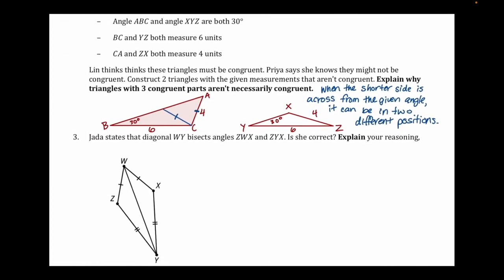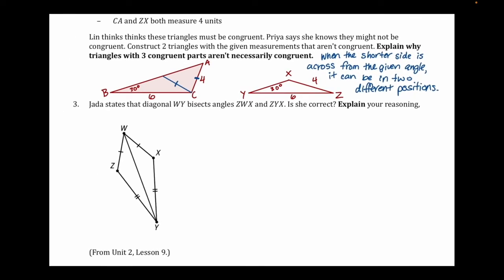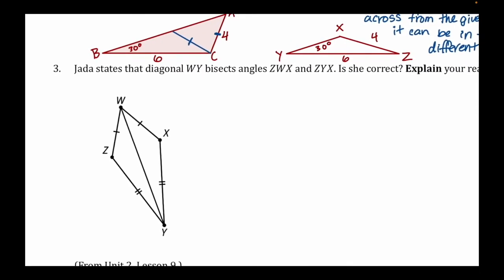So the last one we're doing here is question 3. This is Jada stating that the diagonal bisects those. Is she correct and explained? This is from the last homework assignment that we just looked at, which was lesson 9. So she is saying that it bisects these two angles, ZWX and ZYX, and she is correct. But how can we explain that?